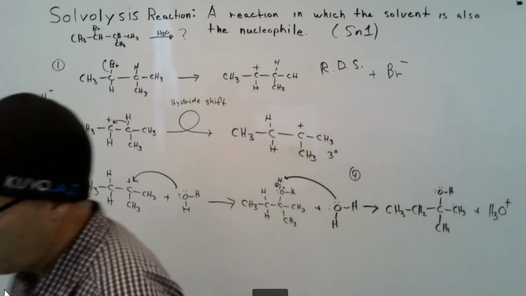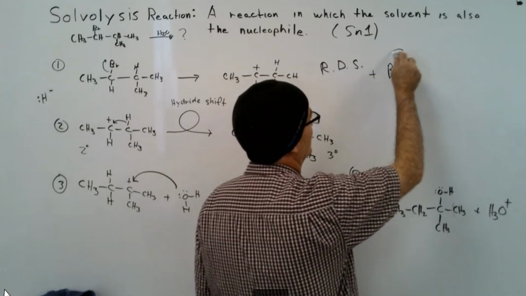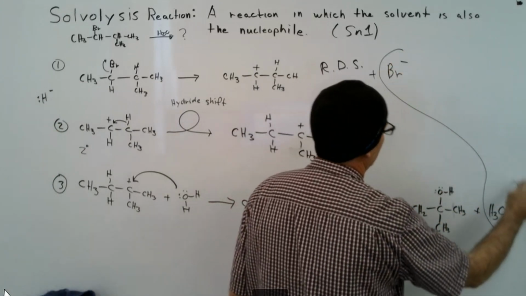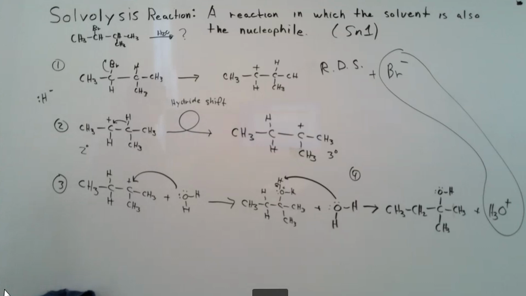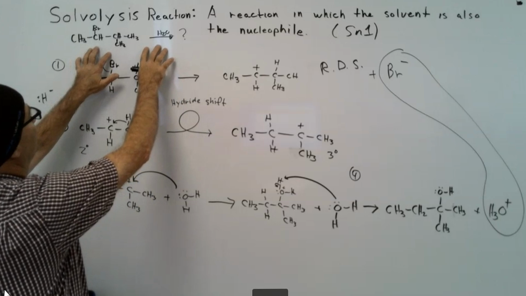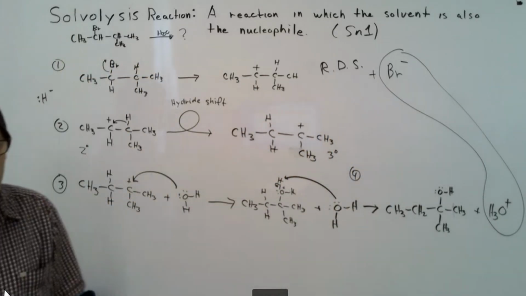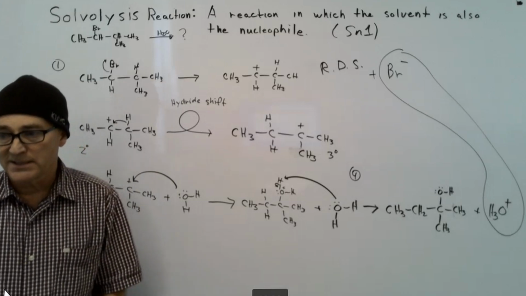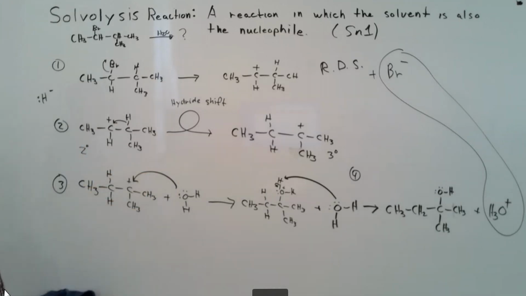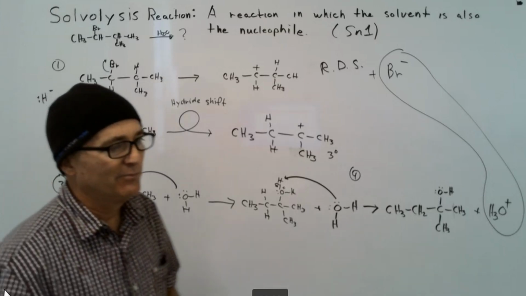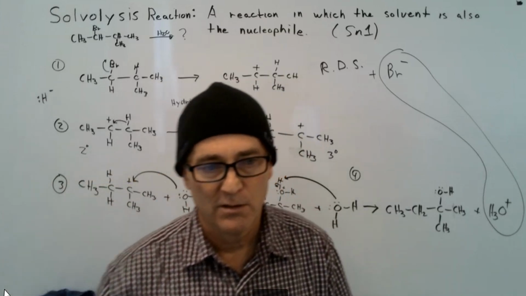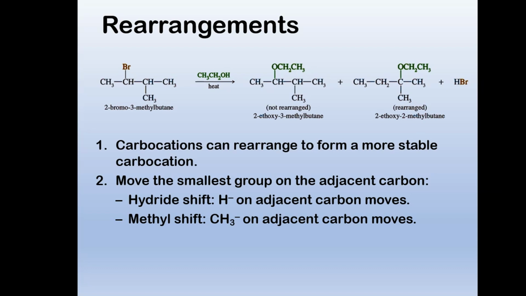So here's a hydronium ion, which can counterbalance bromide. So everything's neutral here as far as charges. Charges are neutral, but the system probably goes acidic. So a hydride shift, something brand new for us today. Rearrangements. Carbocations can rearrange to form a more stable carbocation.